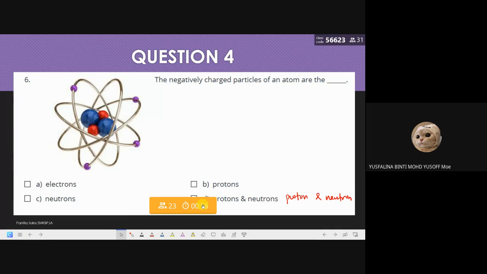Okay, the negatively charged particle of an atom. There are three types: proton, neutron, and electron. So which one has the negative charge?